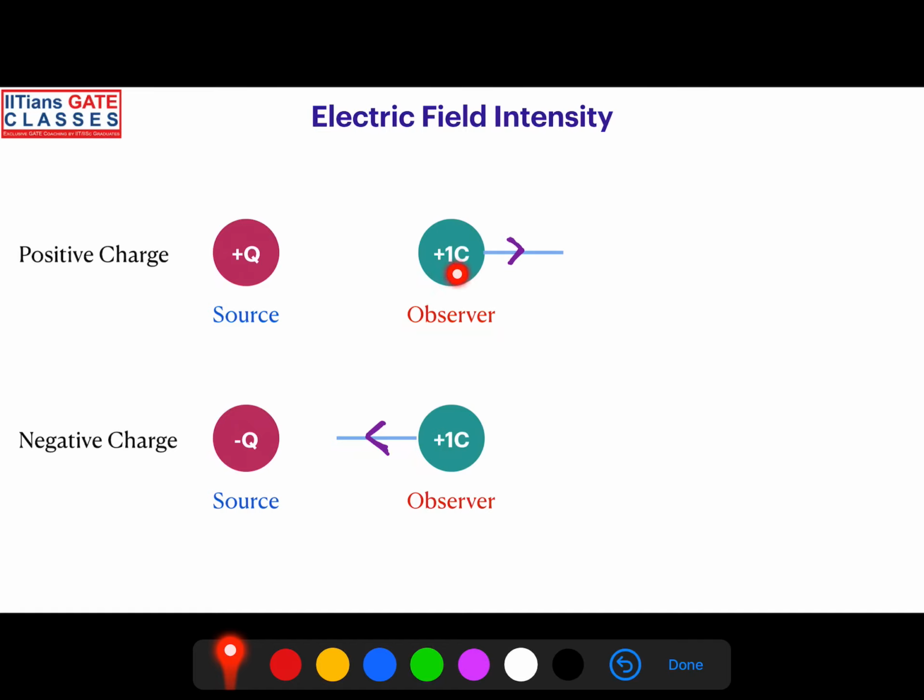So I have placed a unit positive charge at the observer location. Now consider what happens when the source is positive. We have seen in Coulomb's law of force, this is also positive and this is also positive. So what will happen? This 1 coulomb charge is trying to move away from the plus q coulomb charge because of the same polarity. So when the source is positive, the observer tries to move away from the charge. So the direction of electric field intensity will be away from the source.